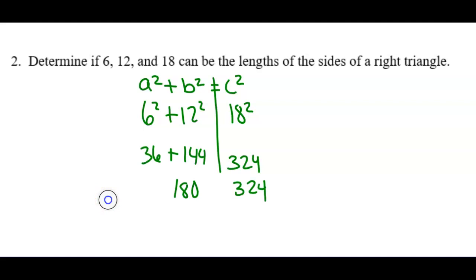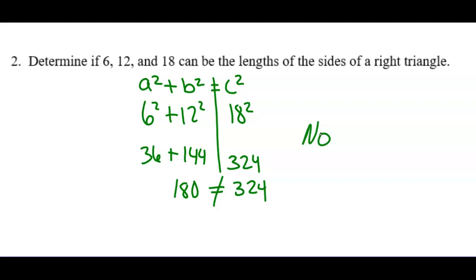All right, you should have got 180 on the left side and 324 on the right side. Are those equal to each other? They are not. So, not equal. So the answer to this is no. Here's why. But my answer is no.